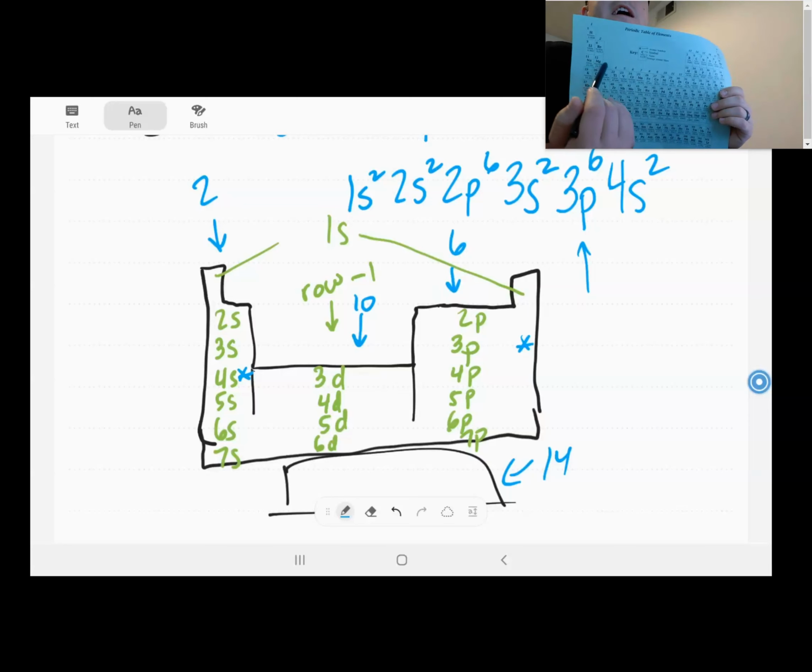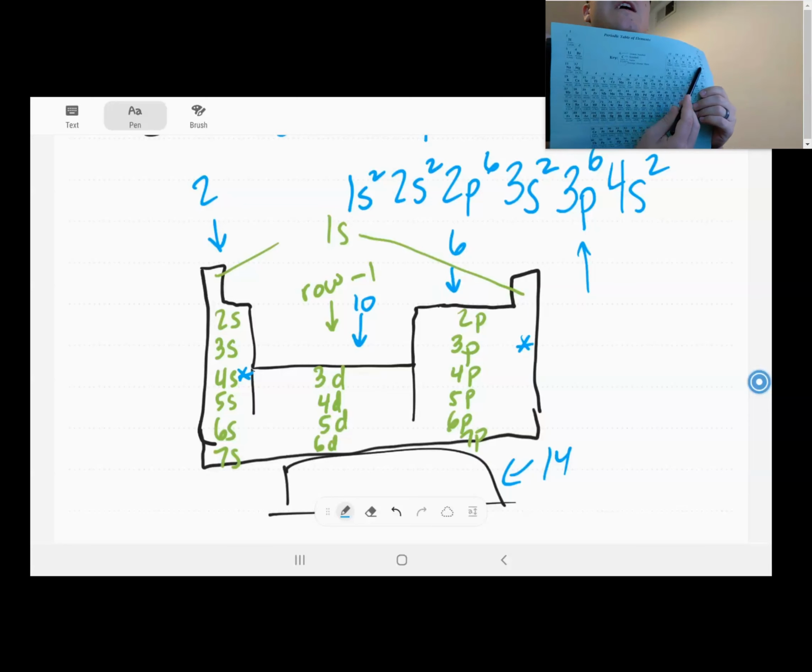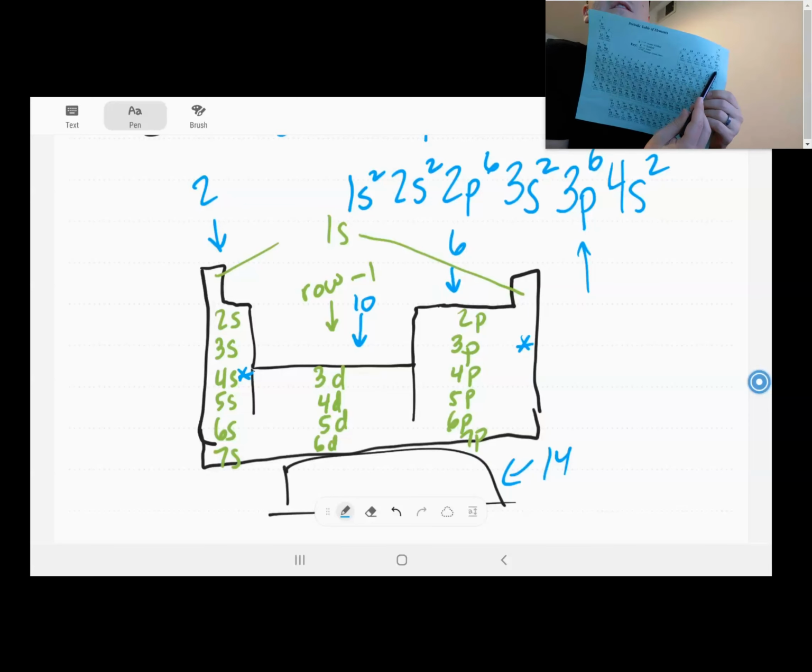And after that, now we keep going back. Now we're at neon. And we see there are 6 elements in that p block that we're going to have to account for. So we're going to say 2p6. That'll get us back to boron.